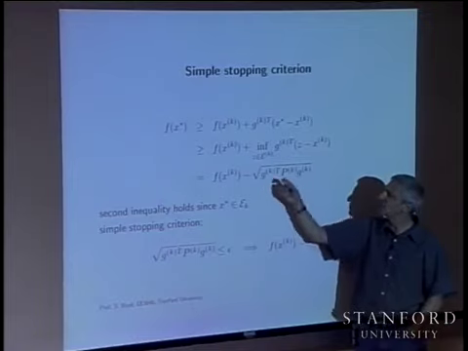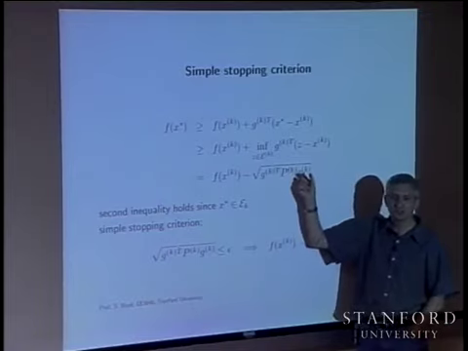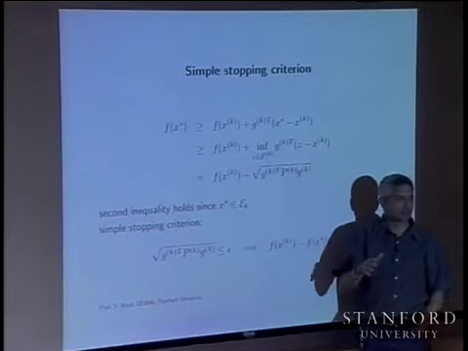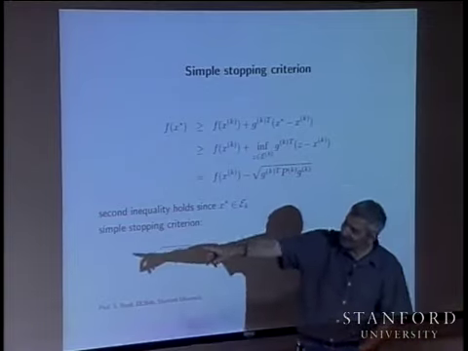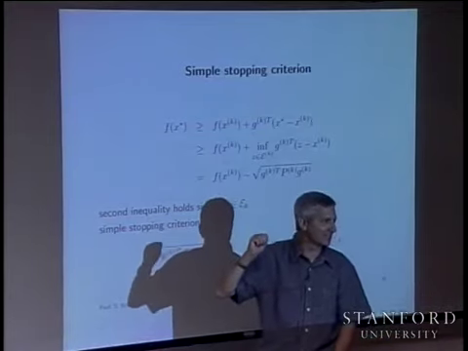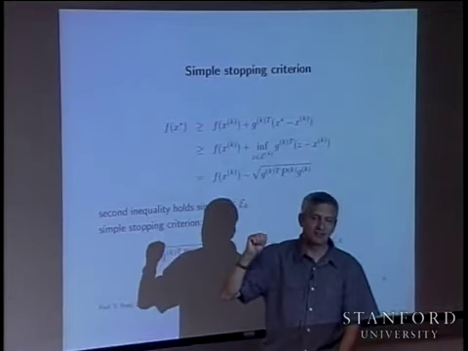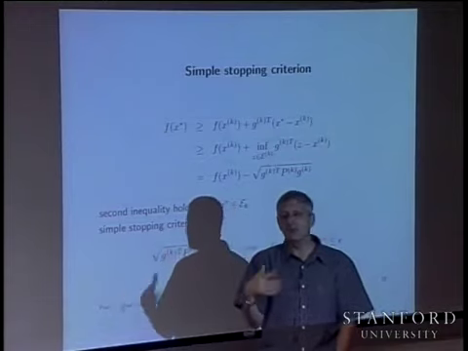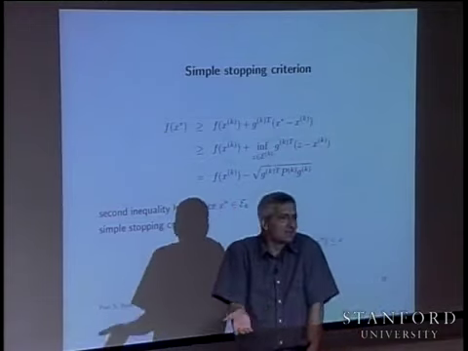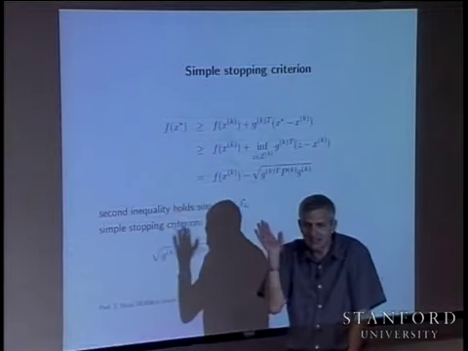The square root of g transpose P g is actually a guaranteed suboptimality bound. Do you know what it is in the transformed space? It's the norm of the subgradient in the current coordinate system, because if you change coordinates. This makes beautiful sense, and that's a guaranteed suboptimality.